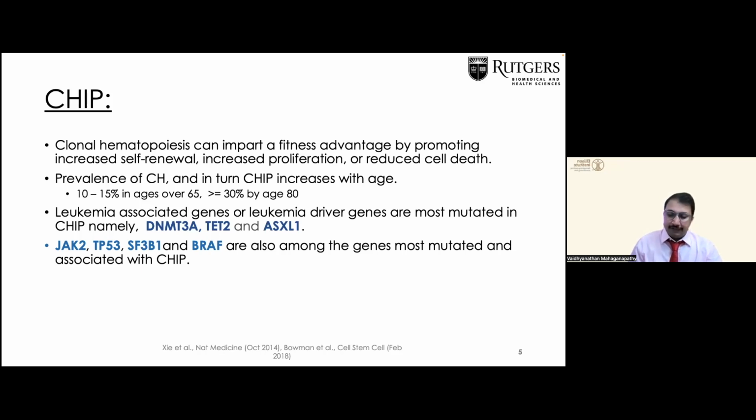The key reason why we are interested in CHIP is that these mutations somehow happen in leukemia-associated genes or leukemia driver genes for most of the times, particularly DNMT3A, TET2, and ASXL1. Also, some of the genes most mutated in CHIP are JAK2, P53, BRAF. So the question here is, by definition, CHIP does not have any hematological malignancies, but why are these mutations happening in these leukemia-associated genes?